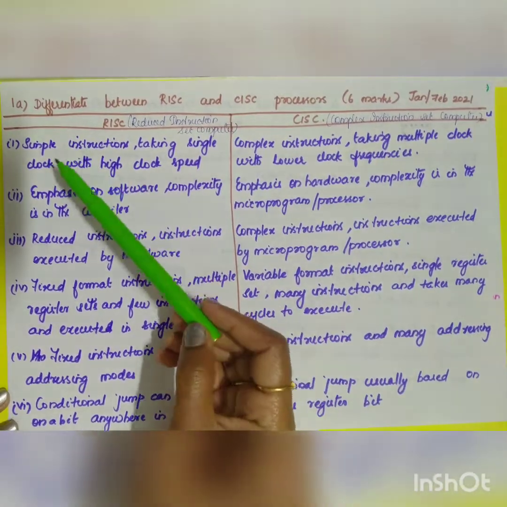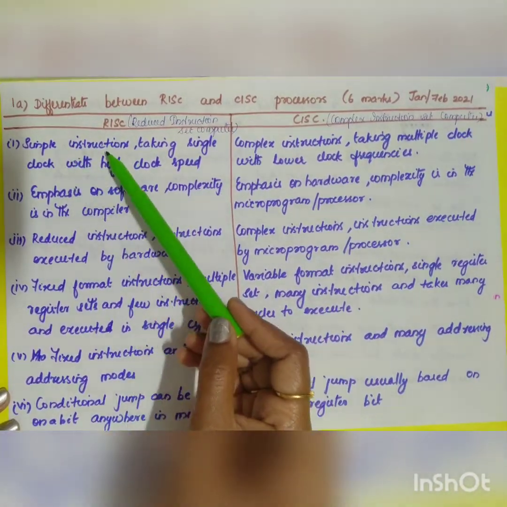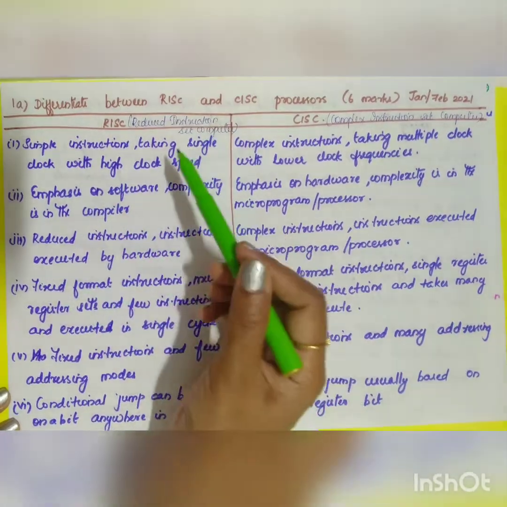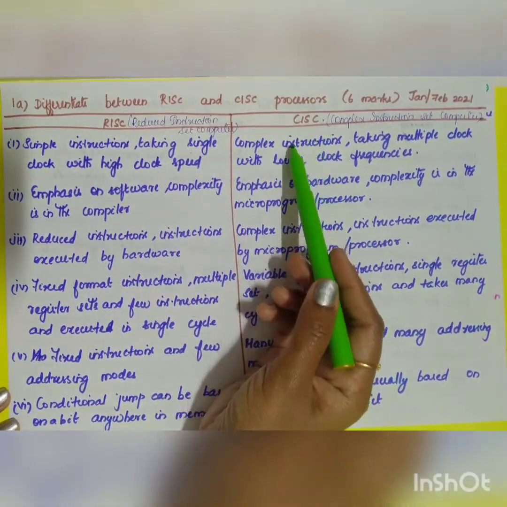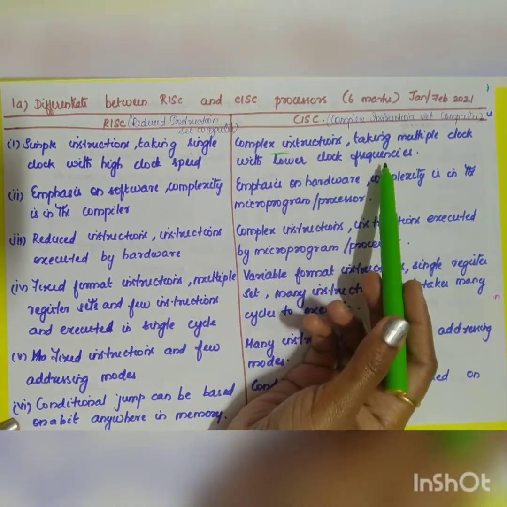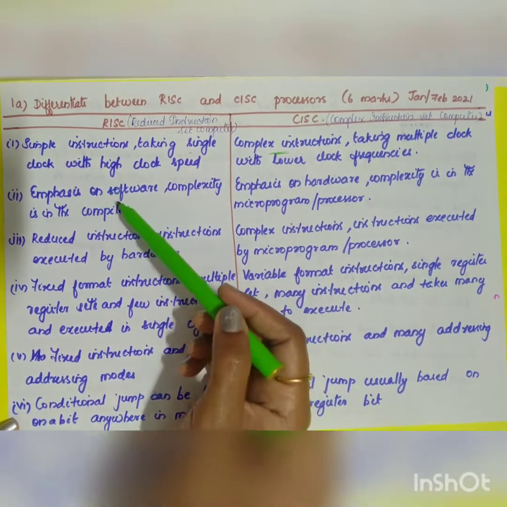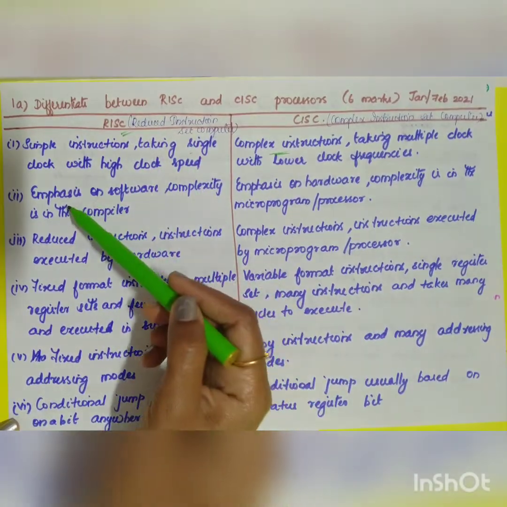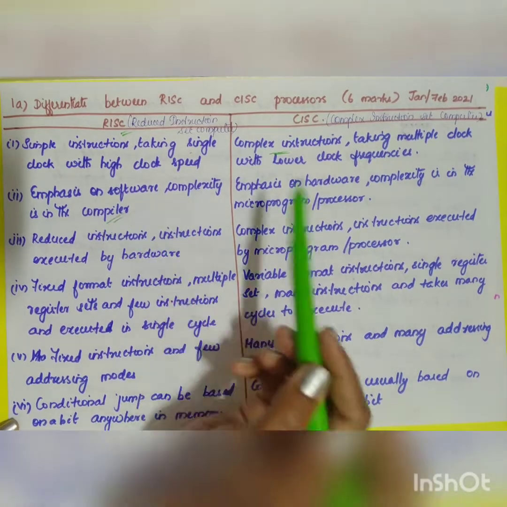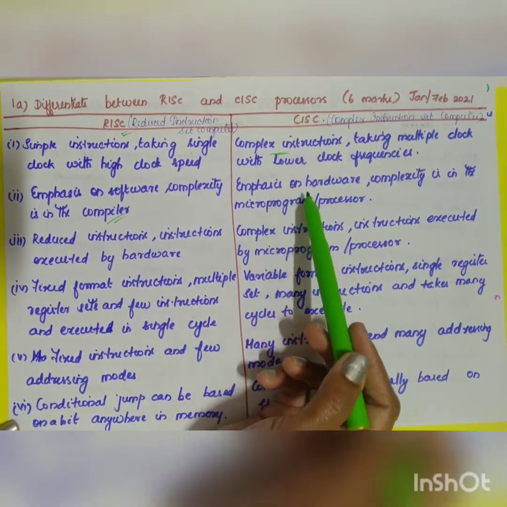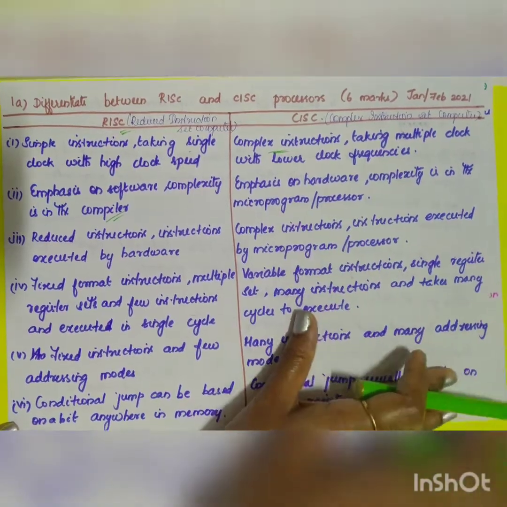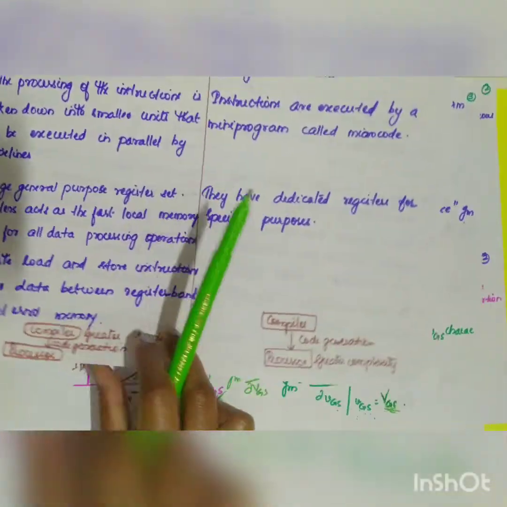The first difference is that RISC uses simple instructions taking a single clock with high clock speed, whereas CISC uses complex instructions taking multiple clocks with lower clock frequencies. The second difference is emphasis: RISC architecture emphasizes software and the complexity is in the compiler, whereas CISC emphasizes hardware and the complexity is in the microprogram or processor. The same diagram is given here.